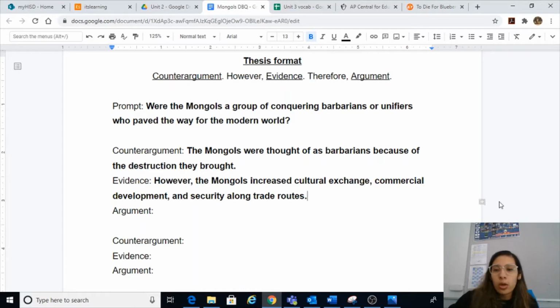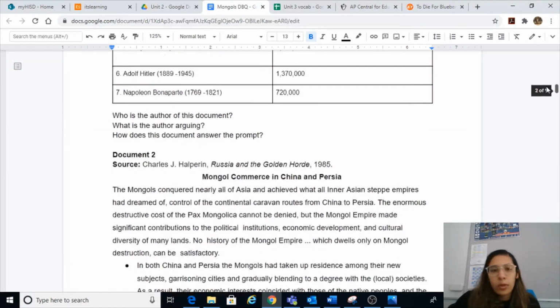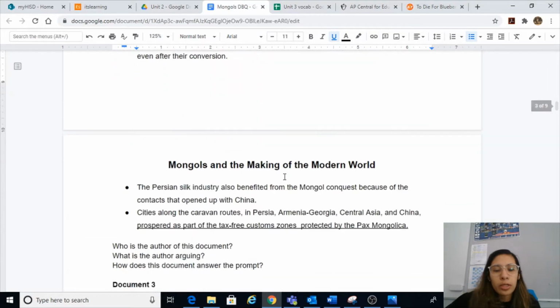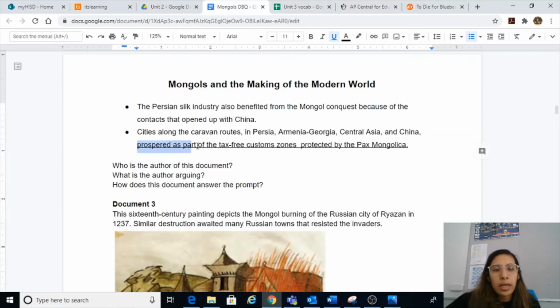So for increasing the cultural exchange, we go to document 2, we see that the Mongols gradually blended in with the local society, so they adopted their cultures. Commercial development is another fancy word for saying economic development. So they built canals to improve transportation and agricultural production. You can also use that they used tax-free zones. The cities that were in the tax-free zones prospered.